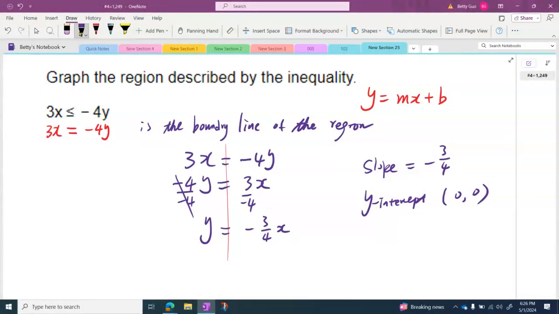All it takes to graph a straight line are 2 different points. We already have a point. We only need another point. How about we let x be 4? Why do I decide to let x be 4? Because the denominator is a 4. So if I let x be 4, it cancels the denominator 4, and we get (4, -3).